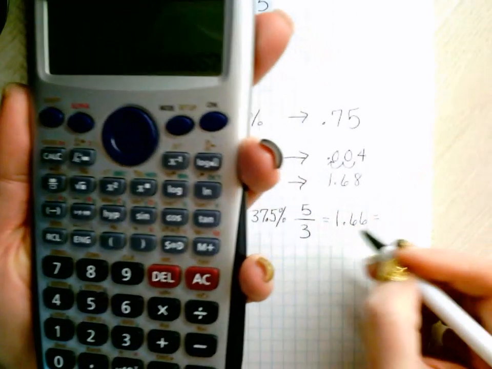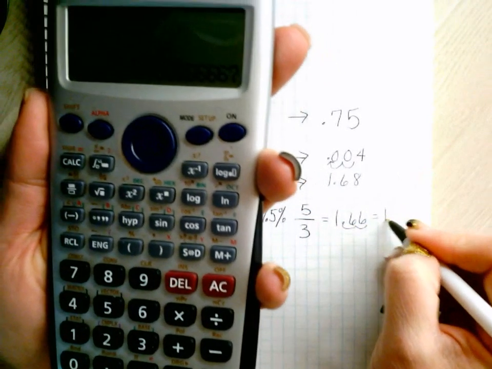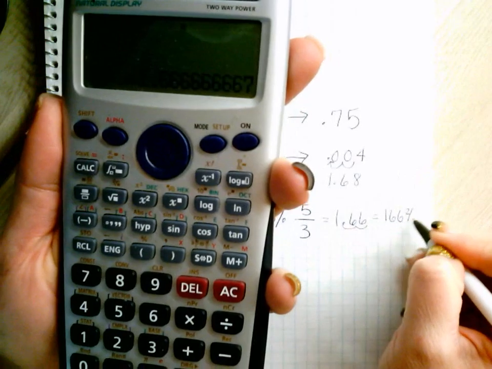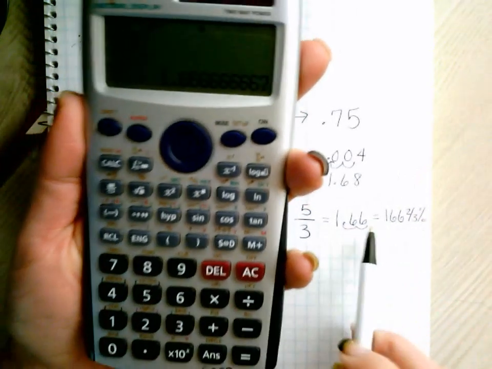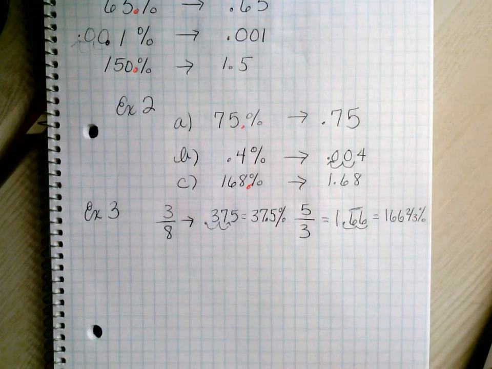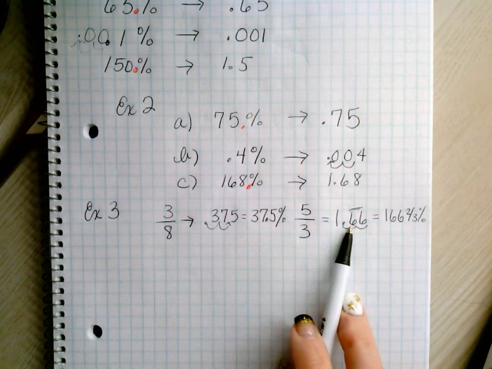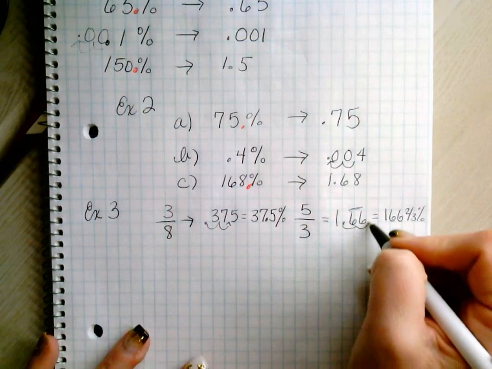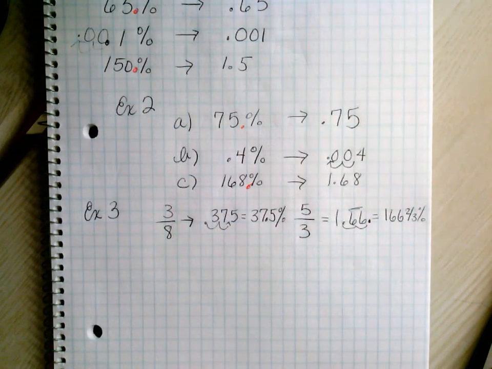Which would be equivalent to, move it over, 166 and 2/3%, because remember, it was repeating. I didn't necessarily write that correctly, but it's repeating, which means 1.666666. So even after I moved it, there were still sixes after that. Okay? That's example 3. How about we do numbers 10 and 11 together?